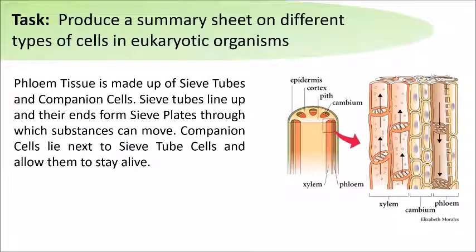Phloem tissue is made up of sieve tubes and companion cells. Sieve tubes line up from end to end and allow the products made by photosynthesis to pass through the plant easily.